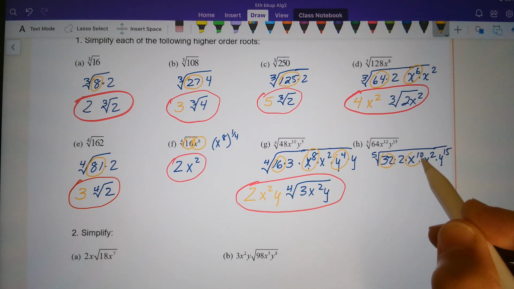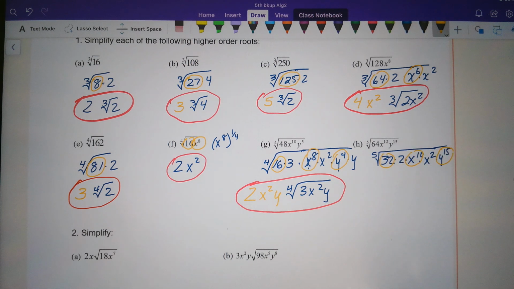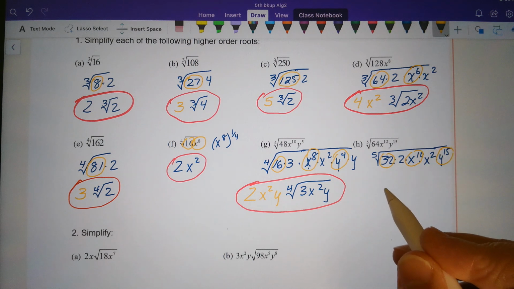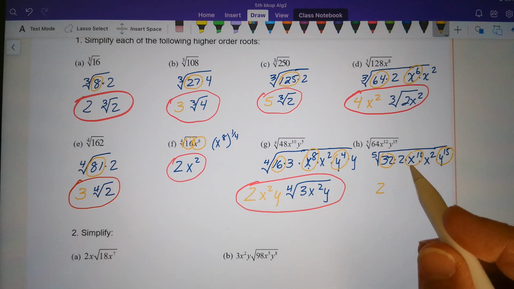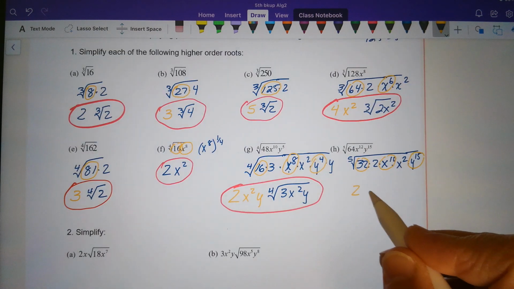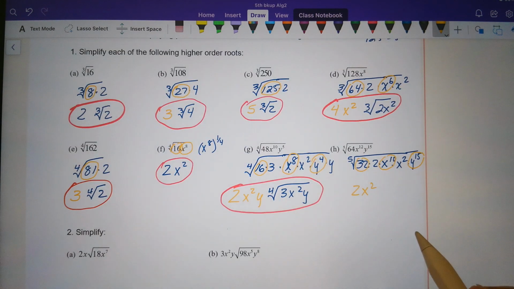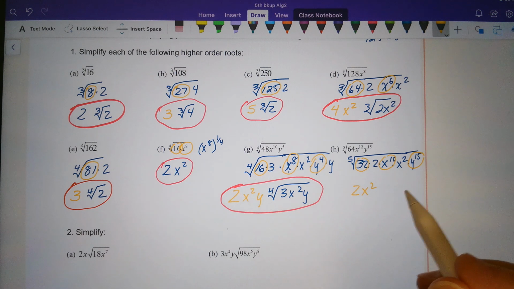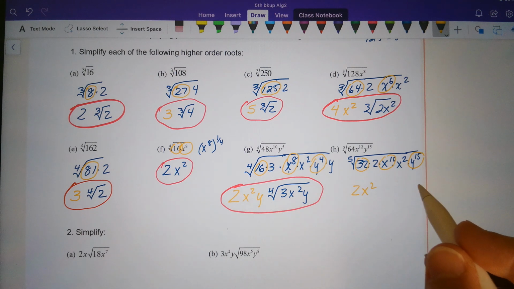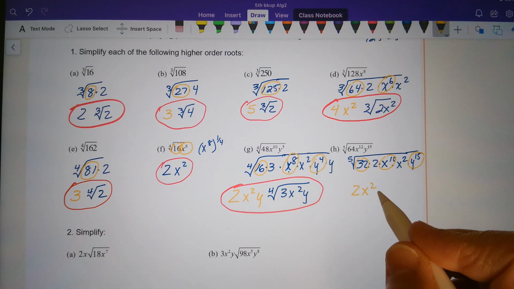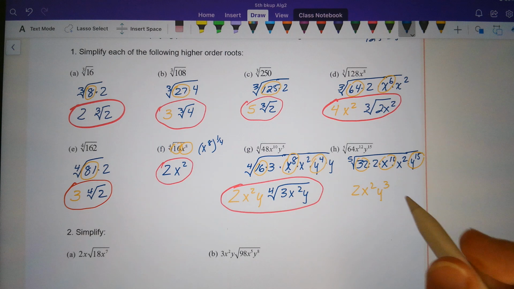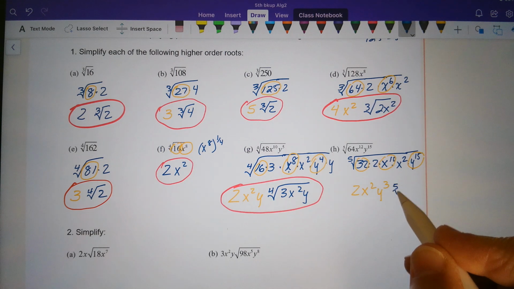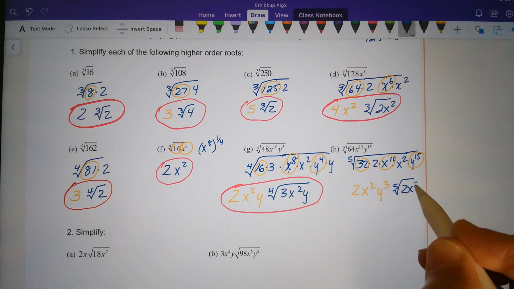Let's circle our perfect factors. The fifth root of 32 is 2. The fifth root of x to the 10th, you're taking 10 times 1/5, which is x squared. And the fifth root of y to the 15th, 15 times a fifth is 3. So 2x squared y to the 3rd, fifth root of 2x squared.